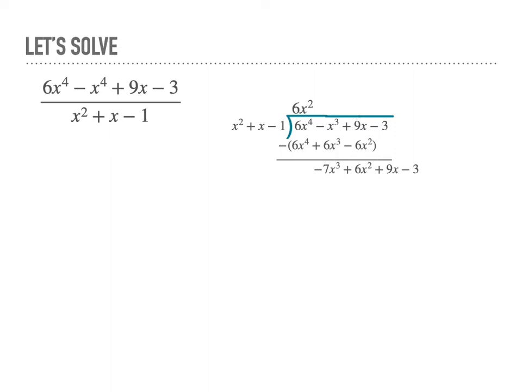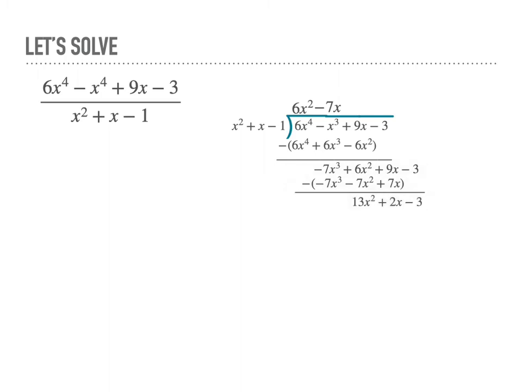Divide, multiply, and then subtract. So negative 7x to the power of 3 divided by x squared would simply get us negative 7x, which we'll put at the very top. And now we multiply negative 7x by all the terms in the divisor. So that gets us negative 7x to the power of 3, negative 7x squared, and then plus 7x. As you can see, what we're doing is we're slowly eliminating the degrees. So first our highest degree was 4, now it's 3, and then it'll go down to 2, and then eventually 1. And subtracting this, we get 13x squared plus 2x minus 3.